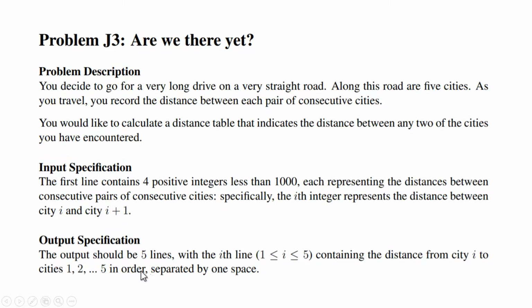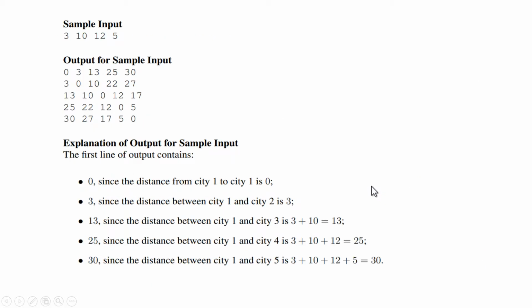That's the 5 by 5 matrix, and we have a sample input that is 3, 10, 12, 5. That's the distance numbers between any consecutive two cities. Then the output is a matrix of 5 by 5, and the first number is 0, as you can see. This means that the distance between the first city and the first city is 0. It sounds a little bit weird, but that's the number here, it is 0.